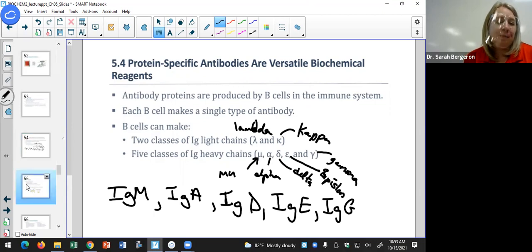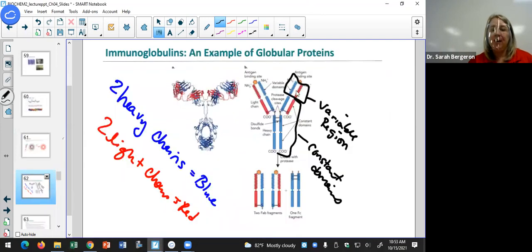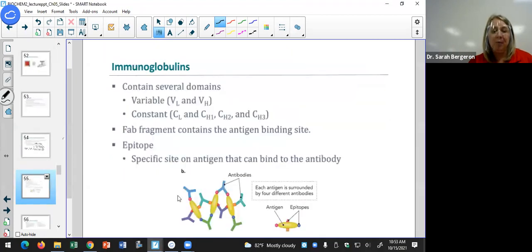Okay, so we know that our immunoglobulins have multiple domains, right? We have the variable domain, which if we go back, our variable domain can be variable heavy and it can be variable light. So that's why when we list it, we say it's variable light and variable heavy. Then you have the constant region. So you have a constant light.